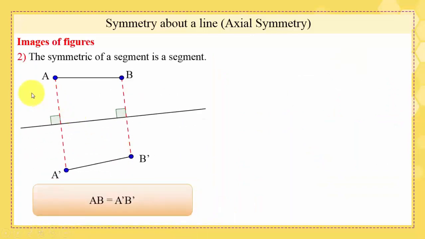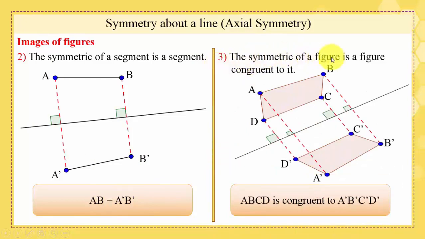2. The symmetric of a segment is a segment. Segment AB, we make its symmetry. It's segment A prime B prime. AB is equal to A prime B prime. 3. The symmetric of a figure is a figure congruent to it. Look at this figure ABCD. We make the symmetry of the 4 points. We match these points. The image of this figure is a figure congruent to it. Look at these two figures. They are congruent. Congruent means equal. ABCD is congruent to A prime B prime C prime D prime.